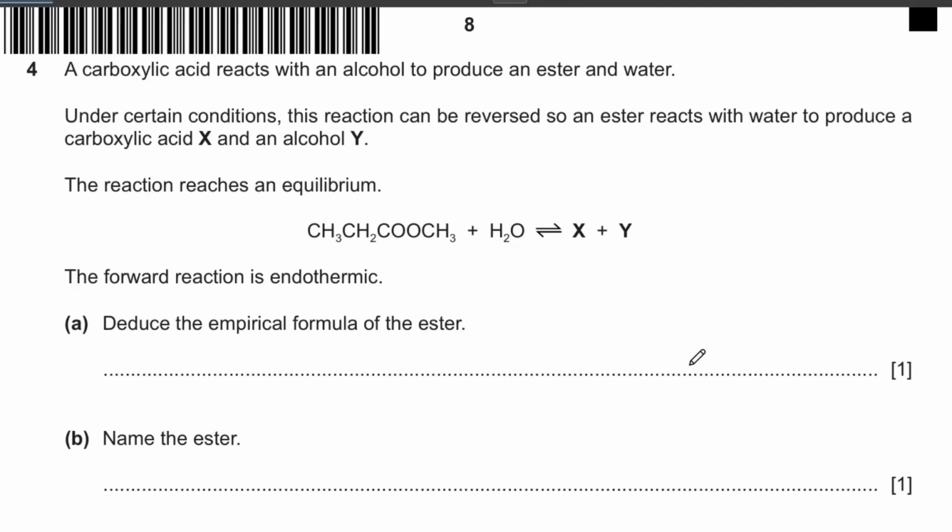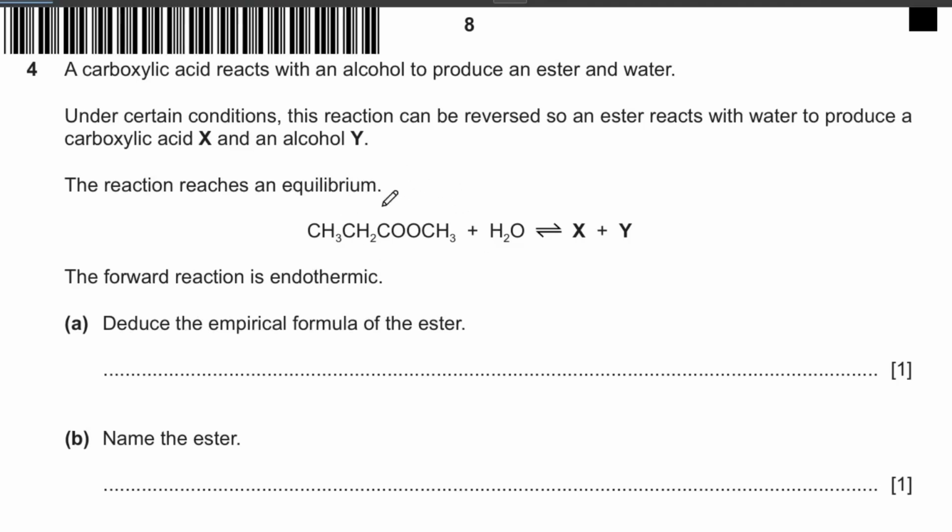Let's continue. Question 4. A carboxylic acid reacts with an alcohol to produce an ester and water. Under certain conditions, this reaction can be reversed, so an ester reacts with water to produce a carboxylic acid X and an alcohol Y. The reaction reaches an equilibrium. The forward reaction is endothermic. Deduce the empirical formula of the ester.